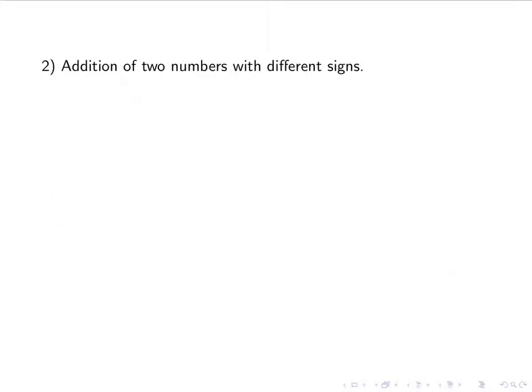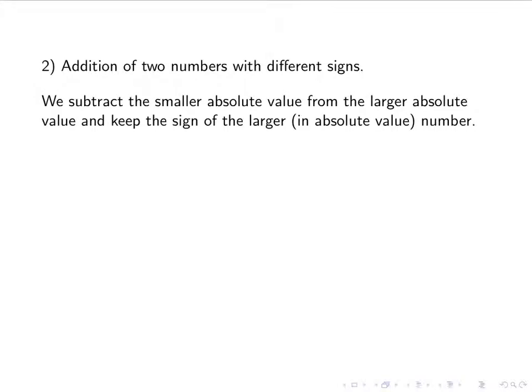The second type is the addition of two numbers with different signs. What we do is we subtract the smaller absolute value from the larger absolute value and keep the sign of the larger in absolute value number. So again, we'll do some examples. So 5 plus negative 12. I look at their absolute values, 5 and 12, and I subtract them. So I get 7. And then I ask myself, which number is larger in absolute value, the positive number or the negative number? So the answer is negative 7 because the negative 12 is bigger.